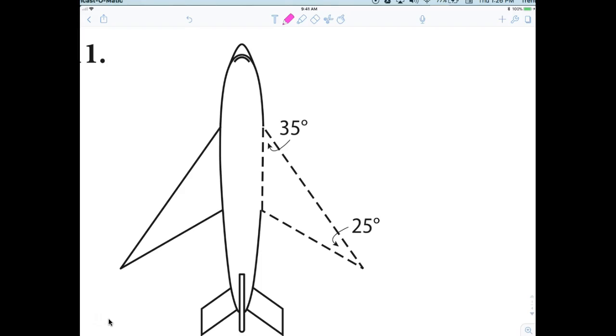All right, here we go. Now we've got an airplane here. We're missing this angle right here. So what's that angle?